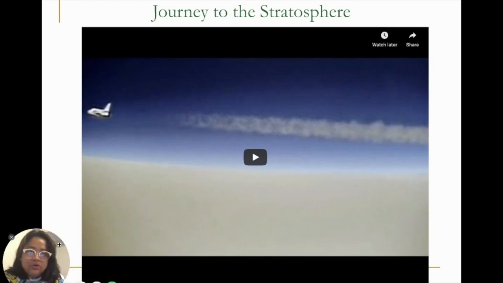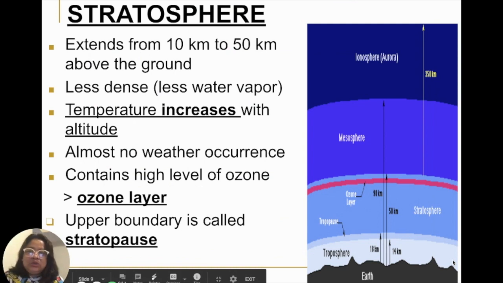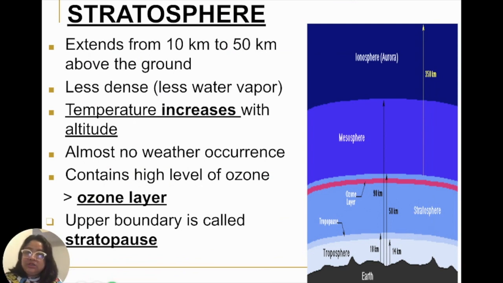There you have it. So, what can you say about this video? Amazing, right? So, stratosphere extends from 10 kilometers to 50 kilometers above the ground, meaning it is less dense and has less water vapor. In here, temperature increases with altitude. As you try to remember, in the troposphere the temperature decreases with altitude. But this time, in the stratosphere, temperature increases with altitude, meaning it is hot in the stratosphere.